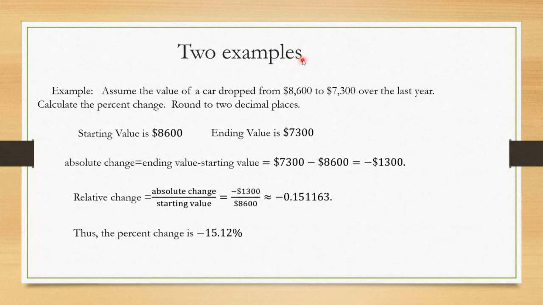Here's another example. Let's say the value of a car decreased from $8,600 to $7,300 over the last year. So the car initially valued at $8,600 decreased to $7,300 over the last year. Let's calculate this percent change.